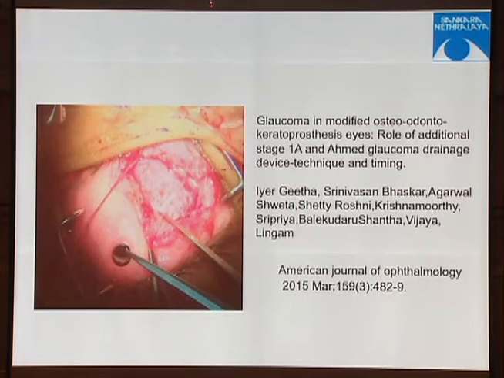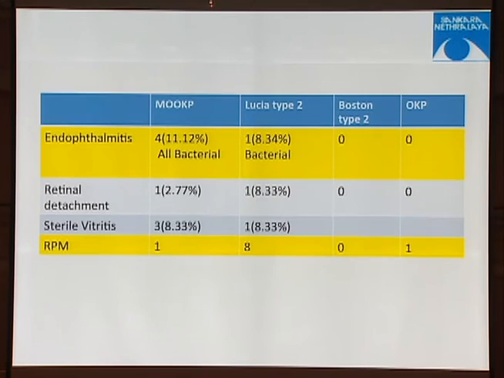In terms of other ophthalmic complications, endophthalmitis has been a significant concern in about 10% of patients in our series. And as far as OOKP and Lucia are concerned, the incidence of retroprosthetic membrane was much higher in the Lucia type 2 as compared to OOKP, where there was only 1 patient.